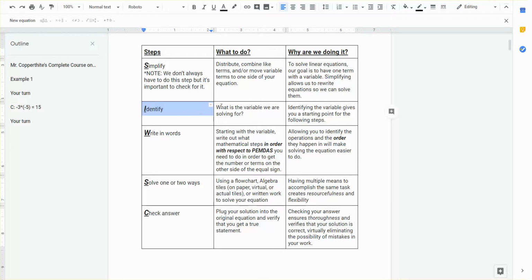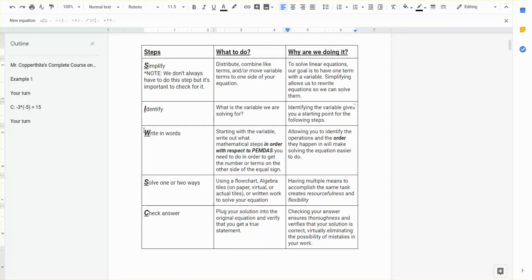Now, the next step is called identify. When we identify, we're just identifying in the equation what is the variable that we're looking for. The reason we do this is that identifying the variable gives you a starting point for the following steps, the next three that you see on the screen. It's a mental cue: there's my variable right there. What's happening to that variable is the next question you would answer.